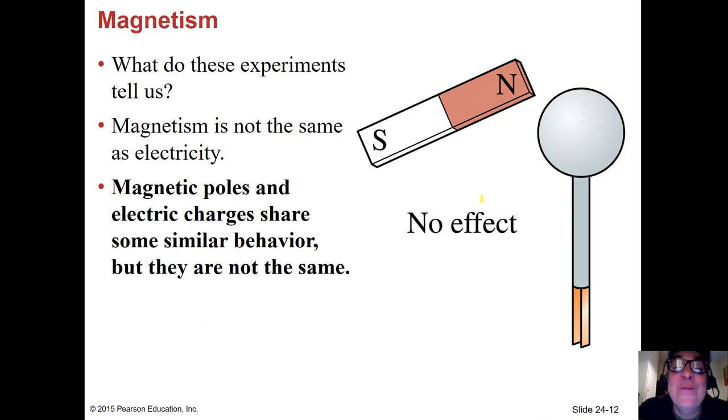So what do these experiments actually tell us? Not the same as electricity, but there are some similarities. And again, in the next chapter, we'll see that you could make one from the other.